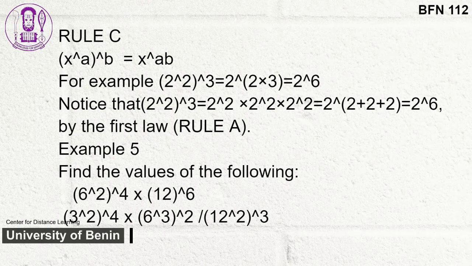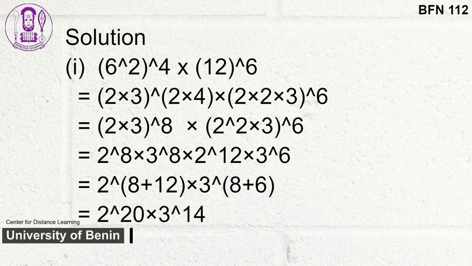Example 5. Find the values of the following. (i) 6 squared in brackets to the power of 4 times 12 in brackets to the power of 6. (ii) 3 squared in brackets to the power of 4 times 6 cubed in brackets squared all over 12 squared in brackets cubed. Solution. (i) 6 squared in brackets to the power of 4 times 12 in brackets to the power of 6 equals 2 times 3 in brackets squared times 4 times 2 times 2 times 3 in brackets to the power of 6, equals 2 times 3 in brackets to the power of 8 times 2 squared times 3 in brackets to the power of 6.